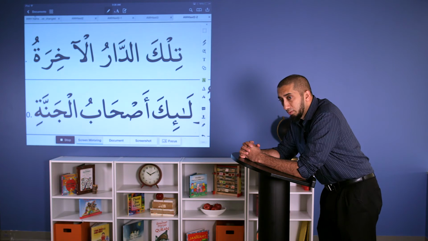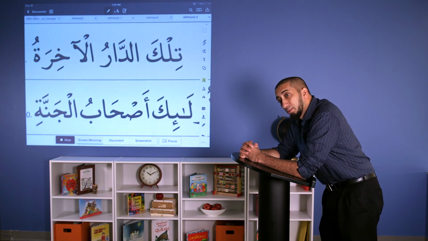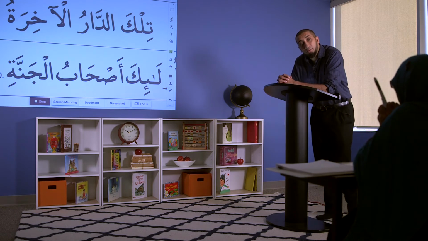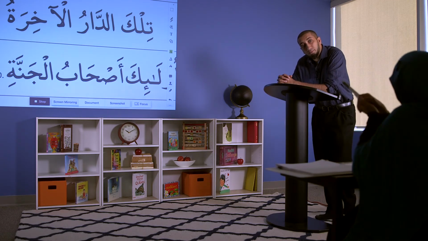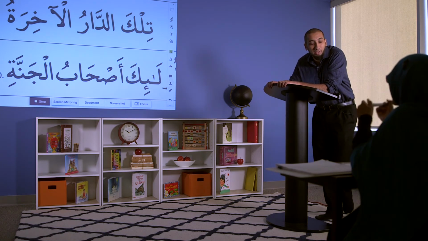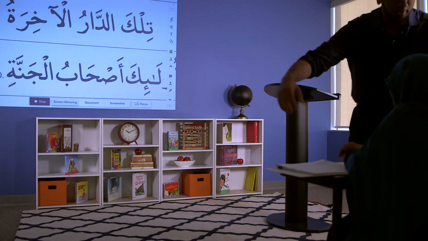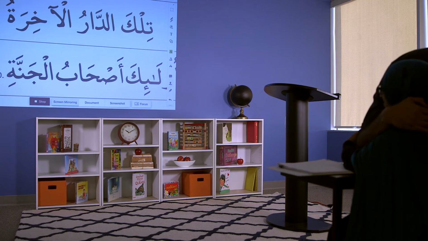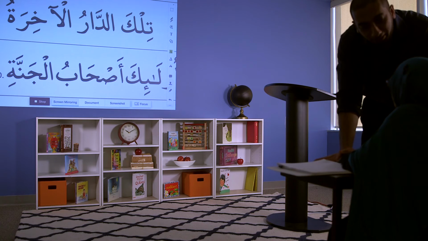Let's translate the whole thing then. That house. Akhira means final. That final house. You didn't put an "is" anywhere. Very good. That was good. Do you know how many students I asked that question? They all said, that is the final house, that final house is that one, and you didn't put any "is".